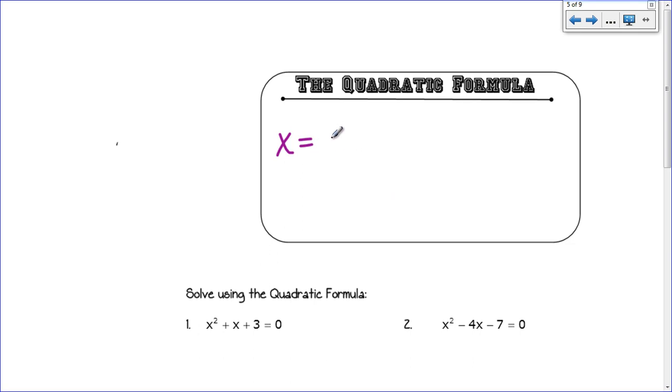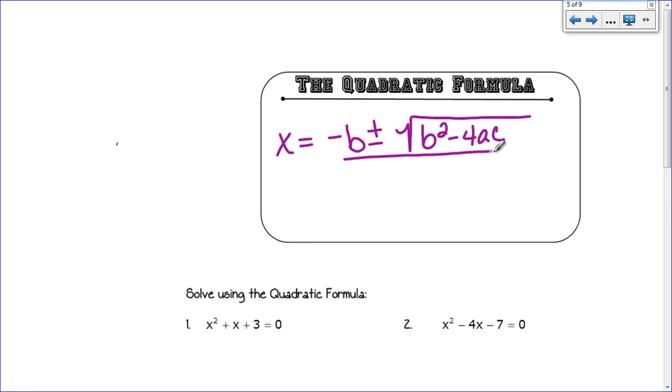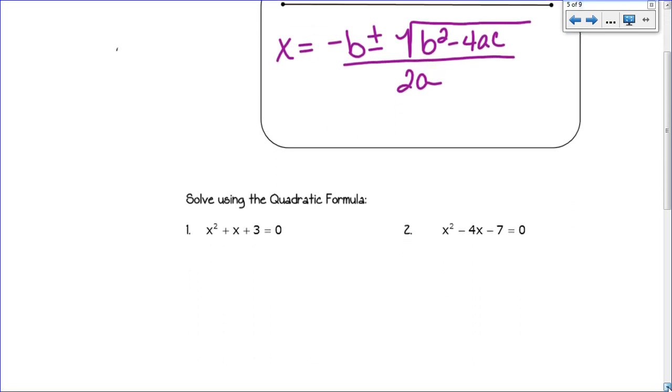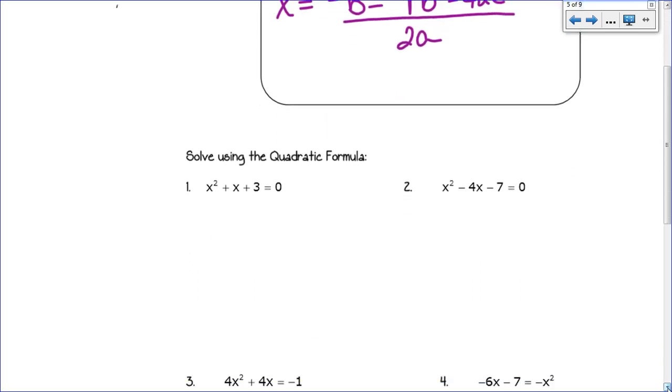Okay, here's what it looks like, and it looks kind of scary, but it's really not. x equals the opposite of b plus or minus the square root. It's plus or minus because we got a square root symbol here. b squared minus 4ac all over 2a. All that is going to happen is we're going to find our quadratic, label what a, b, and c are, plug them in, and then use a calculator to help us. So we're going to skip number 1, and we're going to start over here at number 2.